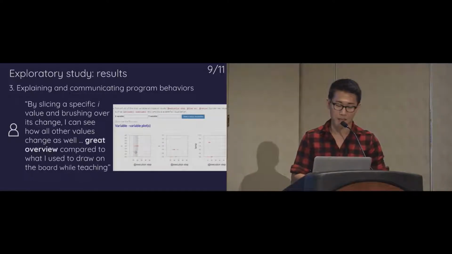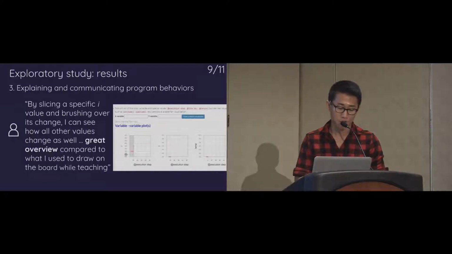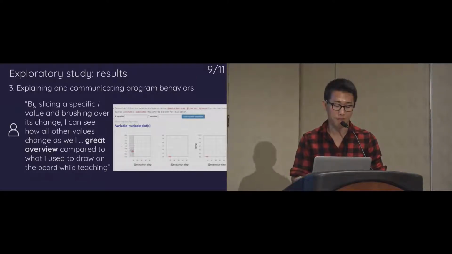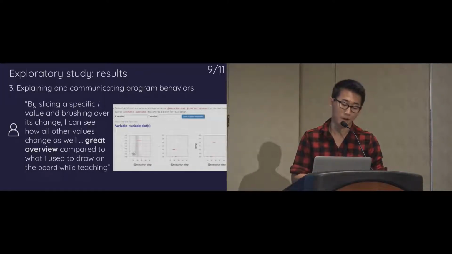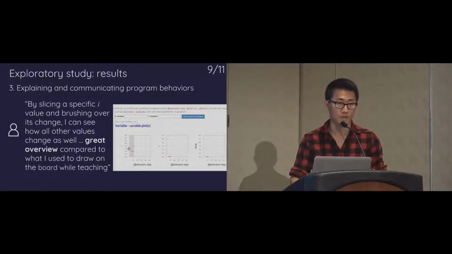And finally, students thought that Omnicode helped them explain and communicate their program behaviors more clearly. One student said, by slicing a specific I value and brushing over its change, I can see how all other values of the program change as well. And this is a great overview compared to what I used to draw on the board. Other students also mentioned the usefulness of seeing all of the runtime values as well as their dyadic relationships, as well as filtering marks in the viz and highlighting the relevant portions of the code as affordances for communication.